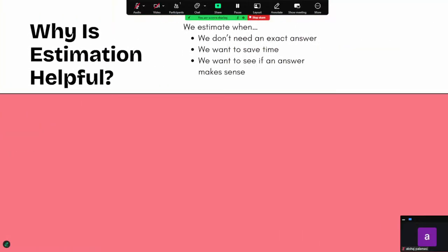So why is estimation helpful? We estimate when we don't need an exact answer, and we can also use estimation when we want to save time. Since it helps us get an answer quickly, we can use it to save time. And we can also use estimation if we want to see if an answer makes sense. If you compare the estimated answer to the real answer, it should be pretty close.